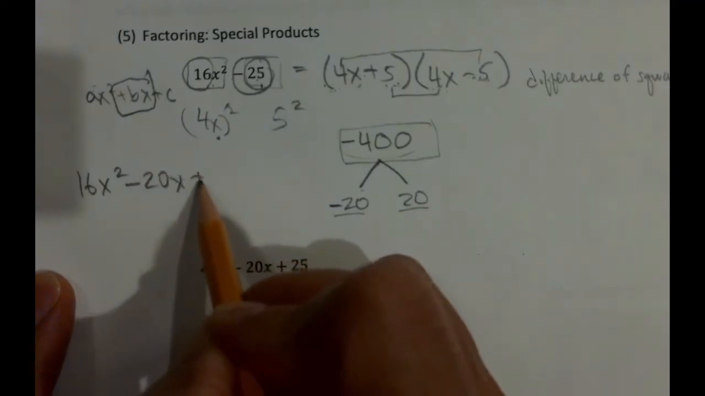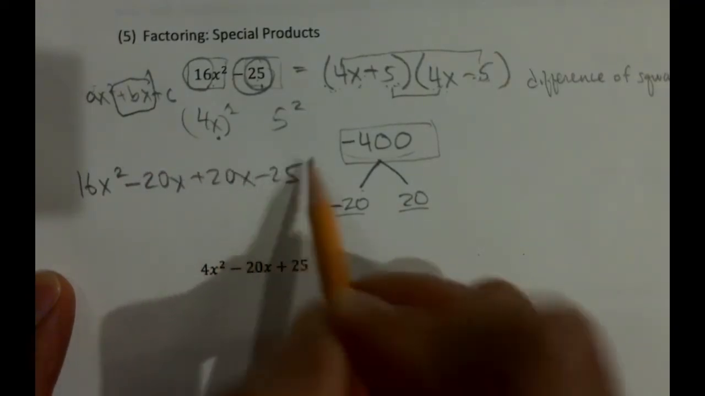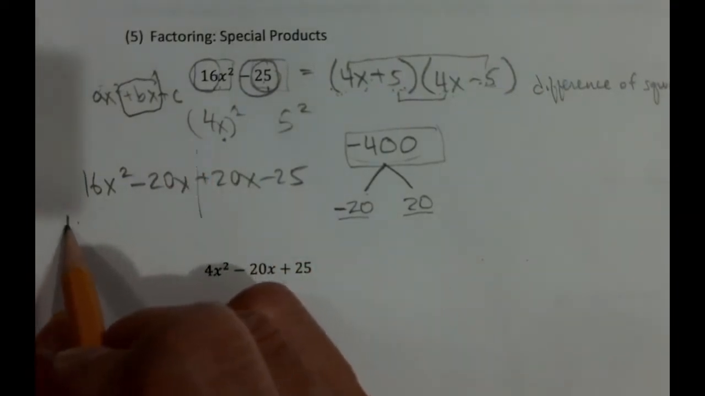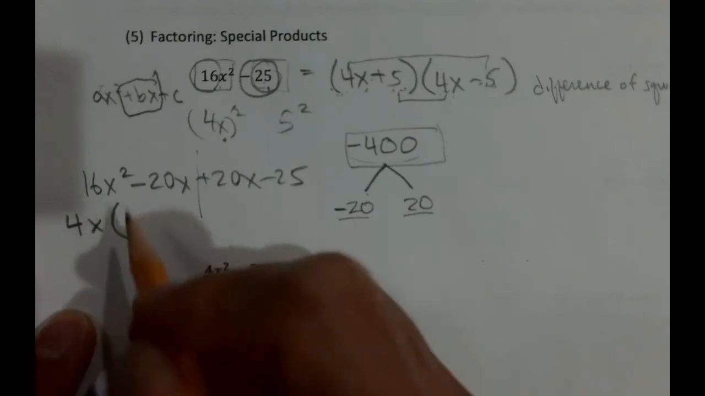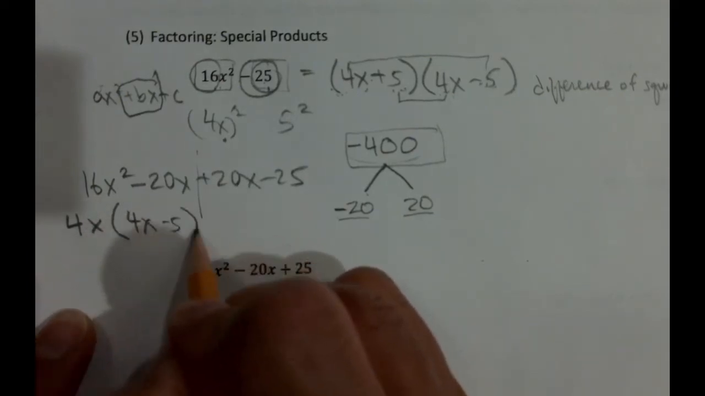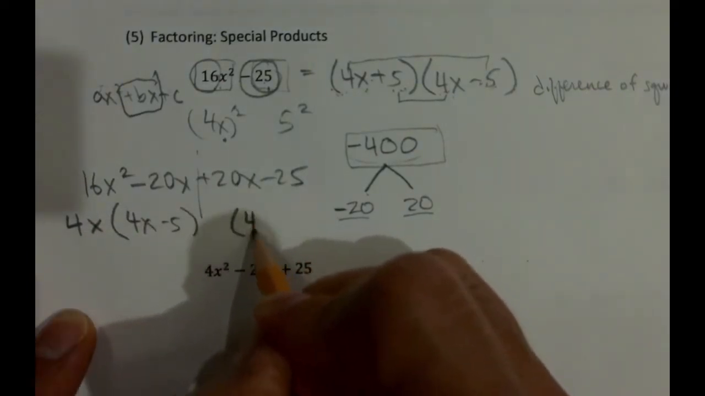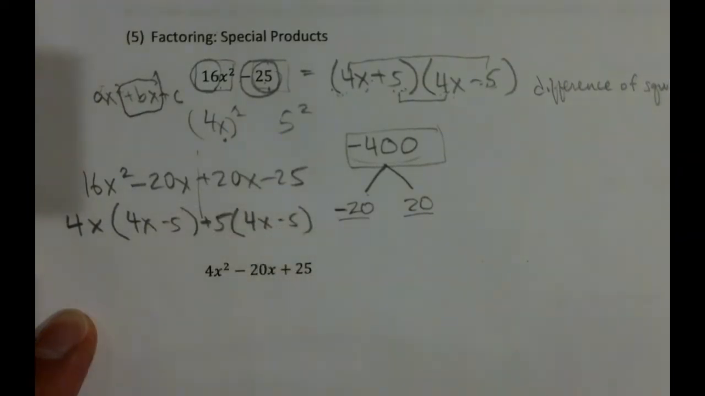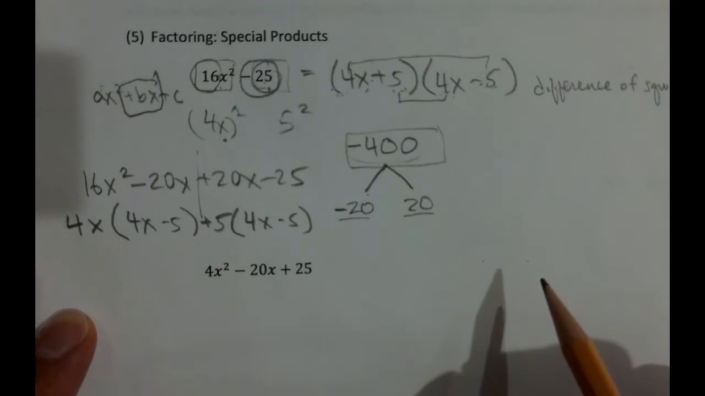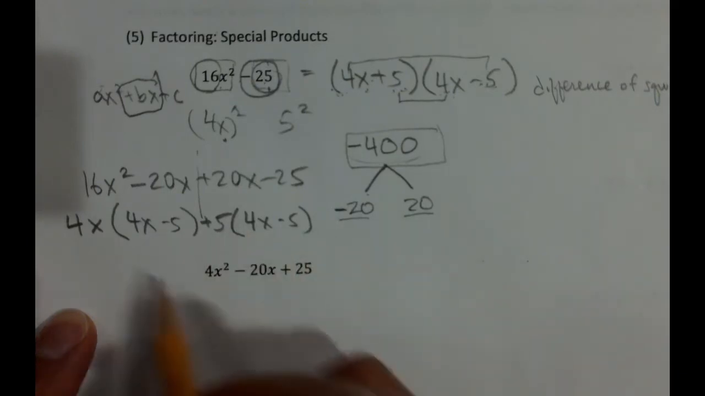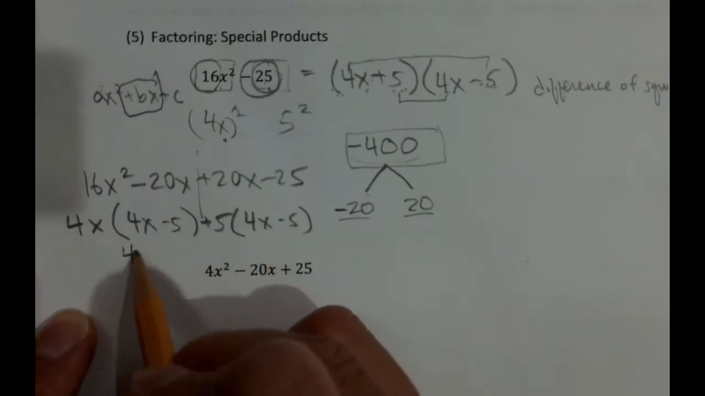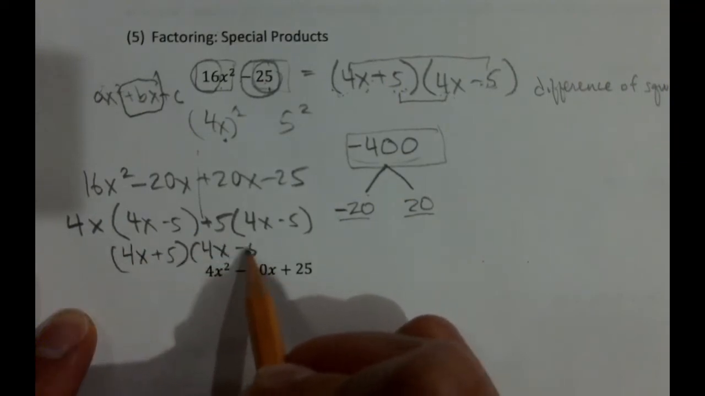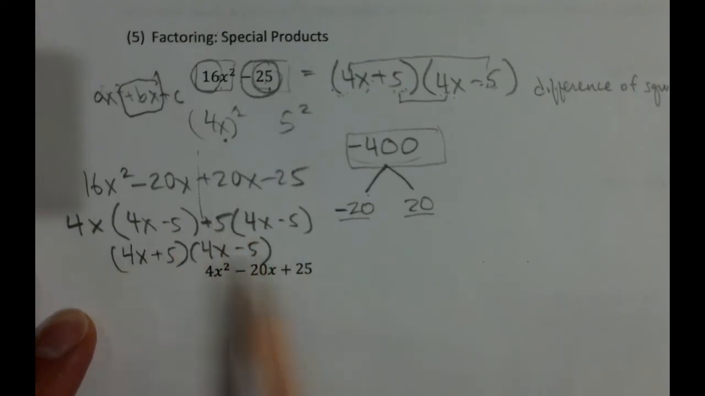Minus 20x plus 20x minus 25, and split that in half. I can take out 4x, and I have 4x minus 5, and then I want to take out 4x minus 5, and of course that is plus 5. 20x and minus 25. So then factor out 4x minus 5 from both terms, and voila, there we go.